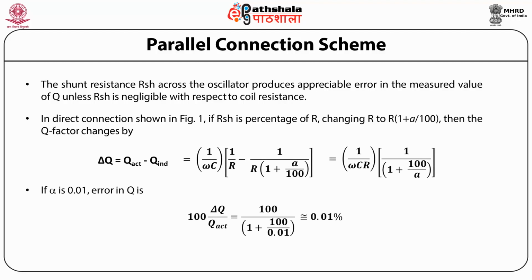If A is 0.01, error in Q is 100ΔQ/Q actual = 100/(1 + 100/0.01), which is approximately equal to 0.01%. For A equal to 10%, error in Q becomes 9.1%.